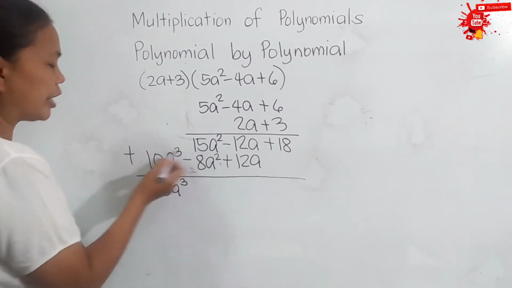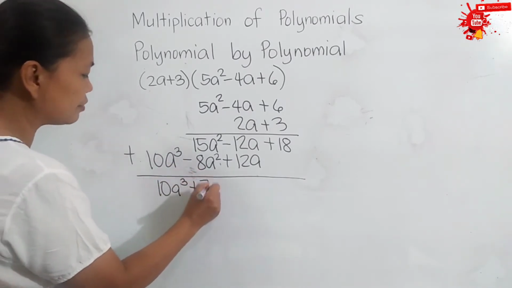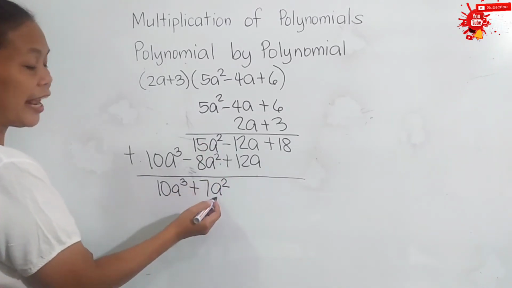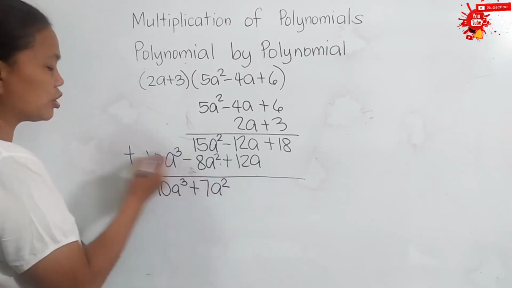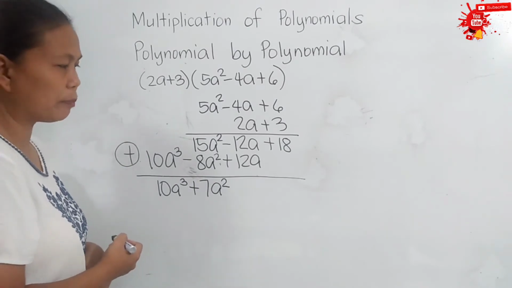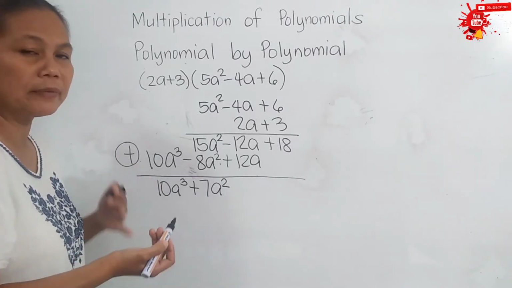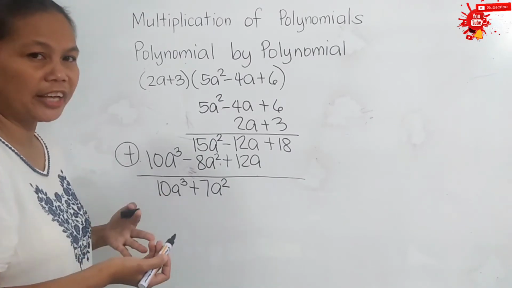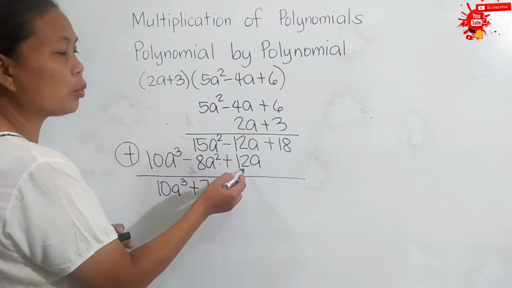Then what is 15 plus negative 8? So we have positive 7. Then we just copy the literal coefficient, which is a squared. Take note, we will not add the exponent of this because the operation is addition, not multiplication. So we will just add the exponent of the variable with the same base if and only if we are multiplying it. Okay?